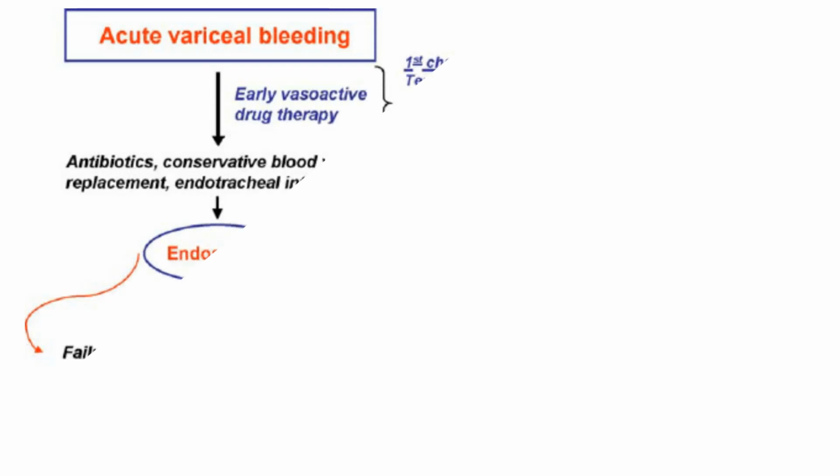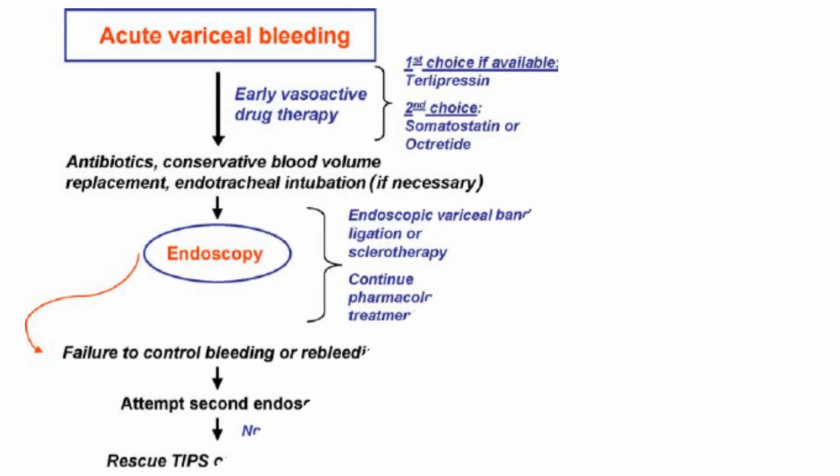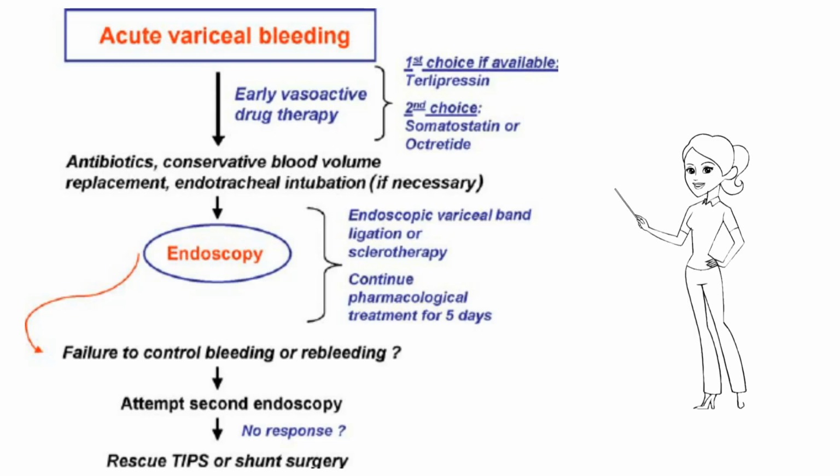Another complication can be acute variceal bleeding, and you may have signs of that in your patient. So the examiner may ask you how do you manage a case of acute variceal bleeding. You may say that first we'll try drug therapy, and my first choice will be terlipressin. My second choice will be somatostatin or octreotide. If it's still not responding, we can go for invasive procedures like endoscopy followed by band ligation or sclerotherapy. Now he may ask you, what if it isn't controlled by that? Then you can answer that we can go for a repeat endoscopy, or if not, then we can do a rescue TIPS or a shunt surgery.